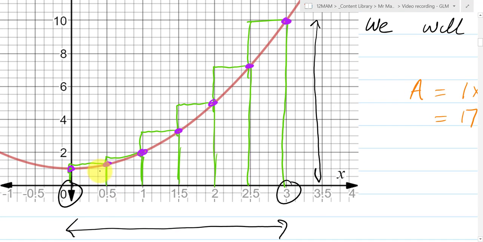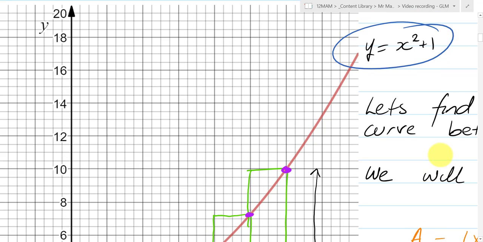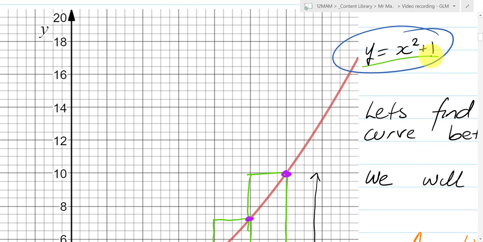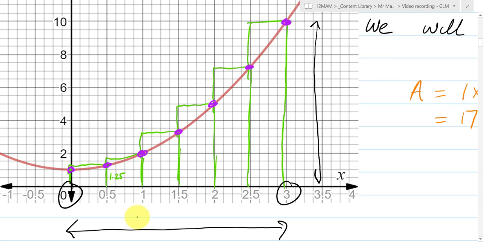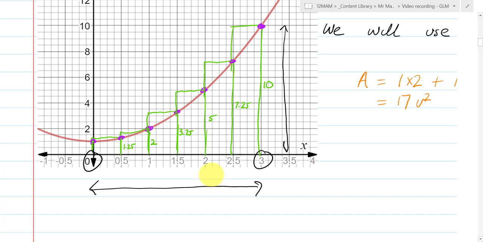The first height is to this point, which is 0.5 squared plus 1. So that's 1.25. The reason why that's 0.5 squared plus 1 is because the function was y equals x squared plus 1. Next one is 1 squared plus 1, which is 2. 1.5 squared plus 1 is 3.25. 2 squared plus 1 is 5. 2.5 squared plus 1 is 7.25. And then 3 squared plus 1 is 10. So we've got our heights.